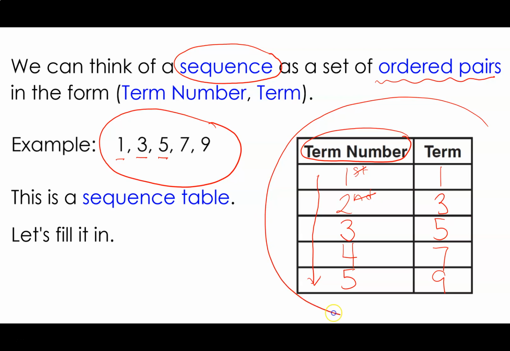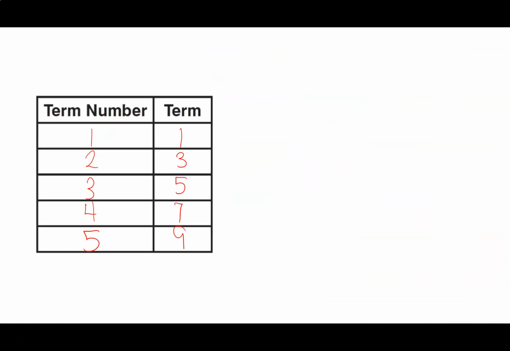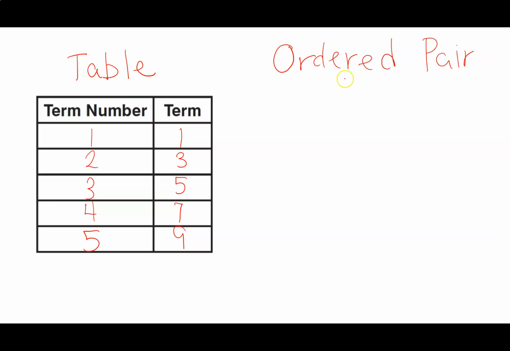This chart is called a sequence table. Sequence because it lists these numbers in order. Mathematicians are very organized people and they like their data to be organized. Sometimes they like their data to be organized in a table. Other times, they like to be able to graph their data. But before we can graph this data, we need to have an ordered pair. Remember, an ordered pair lists the x digit first and the y digit second.